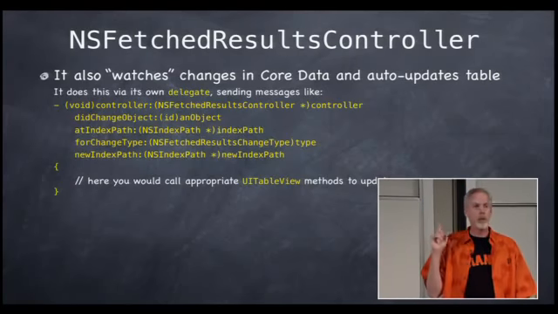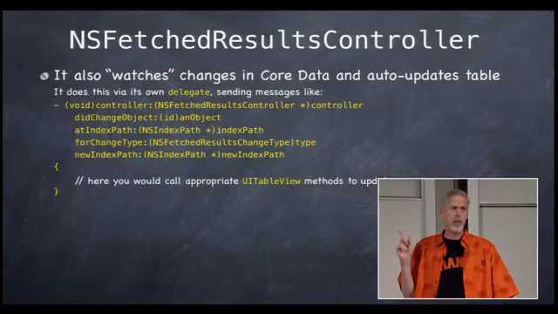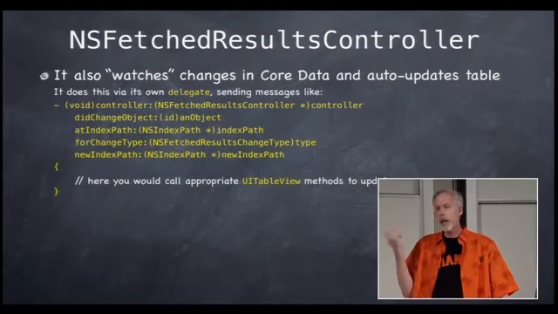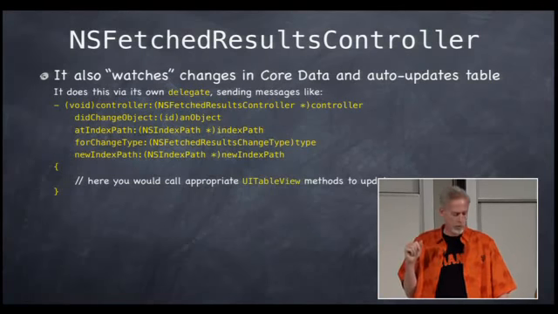And that's because your table view is going to be the delegate of the NSFetchedResultsController, and it's watching what's happening in Core Data, and anytime something changes, it updates any table view that is depending on that. It's really quite remarkable.